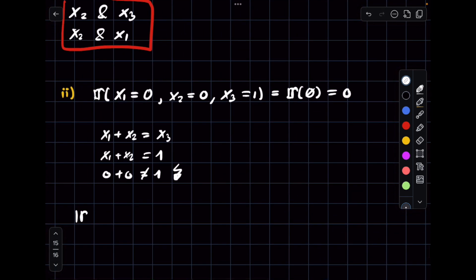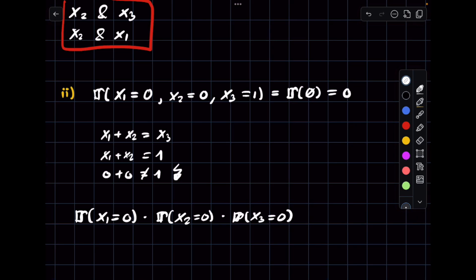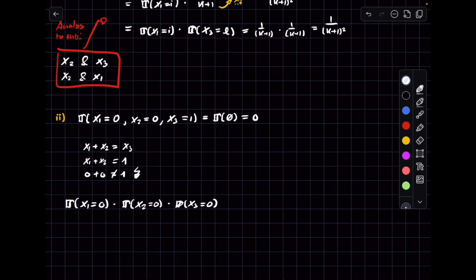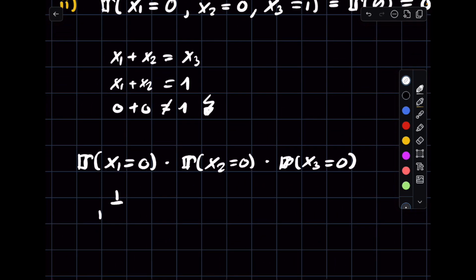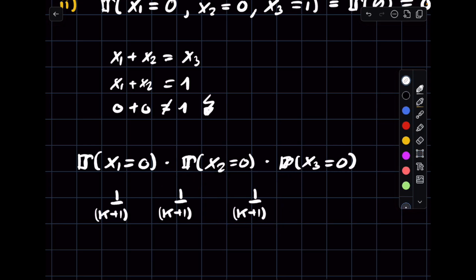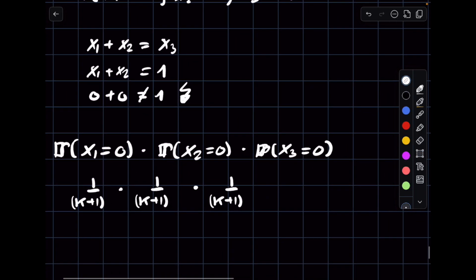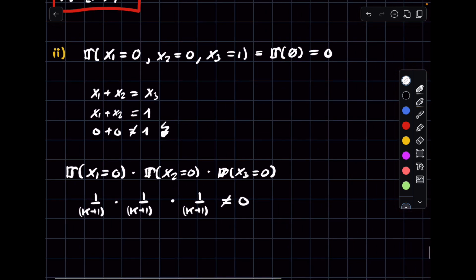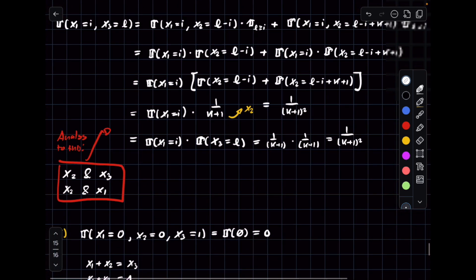And if we do the probability of x1 is 0 times x2 is 0 times x3 is 1, just multiplying them, that is not equal to 0 at all. So we can simply say, by counterexample, this doesn't add up.